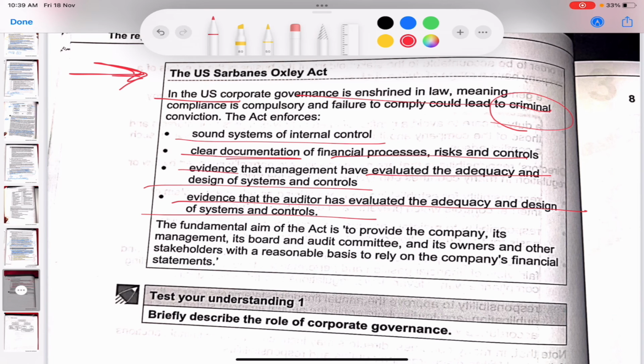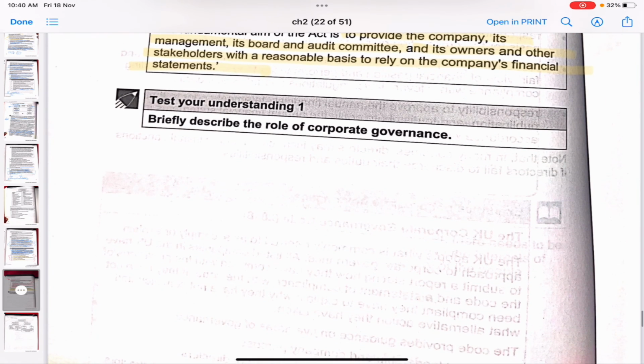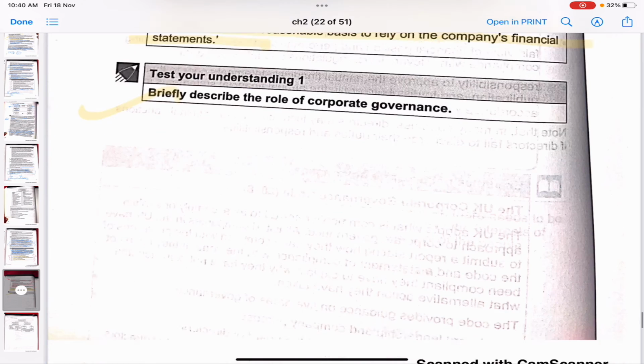So what is the fundamental aim of the US Sarbanes-Oxley Act? To provide the company, its management, its board, an audit committee, its owners and other stakeholders with a responsible basis to rely on the financial statements. This is the main aim of the Sarbanes-Oxley Act, so that all the stakeholders can rely on the financial statements. The role of corporate governance, I think you can do on your own.